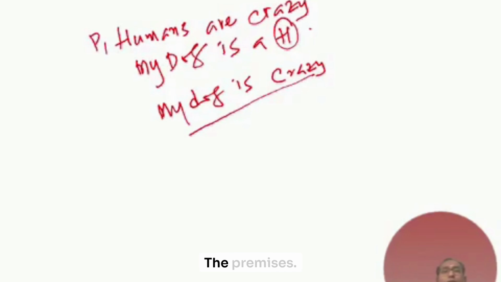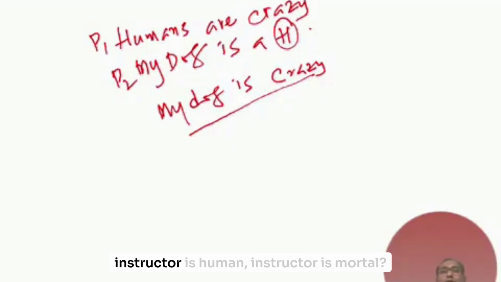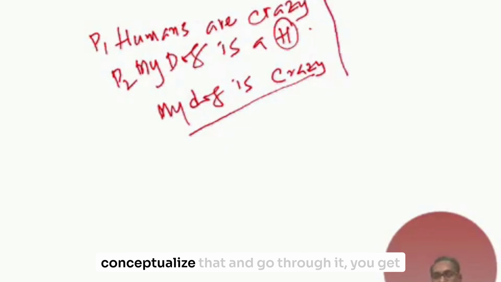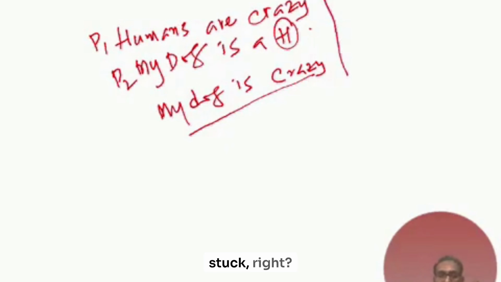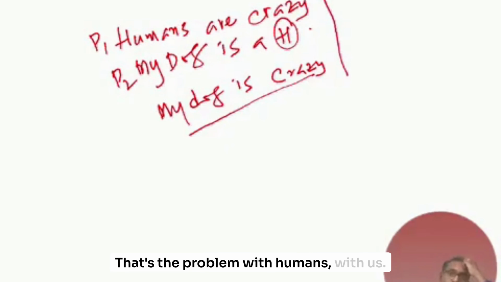Okay, the premise is humans are crazy. My dog is a human. My dog is crazy. Is it not the same as humans are mortal? Instructor is human. Instructor is mortal. But it's kind of hard here to conceptualize that and go through it. You get stuck, right? That's the problem with humans.